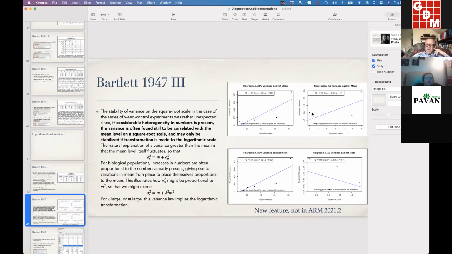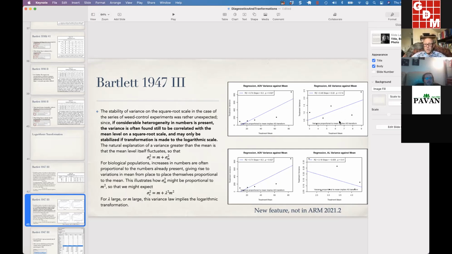If we take the arcsine square root transformation, we see that the treatment standard deviation or the treatment variance is still proportional to the treatment mean. When we apply the log transformation, this actually overcorrects a little bit, where the treatment variance decreases with the treatment mean. So we're kind of caught in between two potential transformations here.